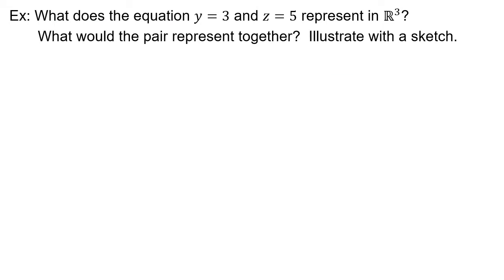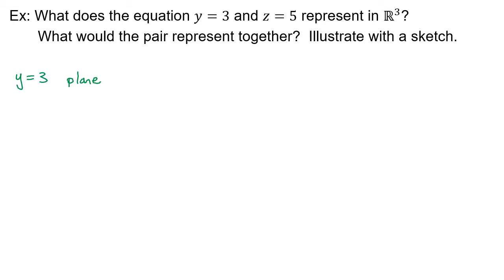What does the equation y equals 3 and z equals 5 represent in R3? In R3, that's your three-dimensional space. You might remember back in, say, algebra, if you had a y equals a number or an x equals a number, you got a vertical or a horizontal line. That does not happen in 3 space. And so the y equals 3 would be a plane. Well, actually, let me write that in green. And there's a reason for that. I'll show you in a minute. It would be a plane that cuts through the y-axis at 3.